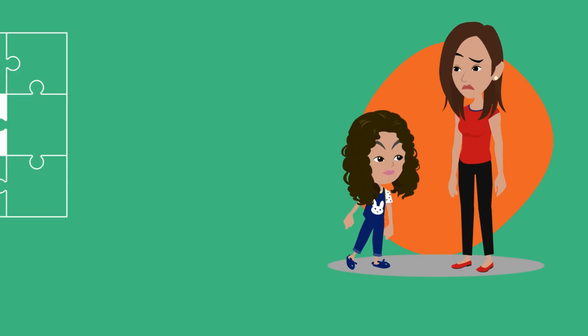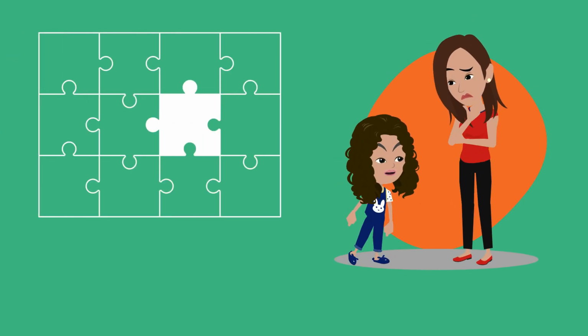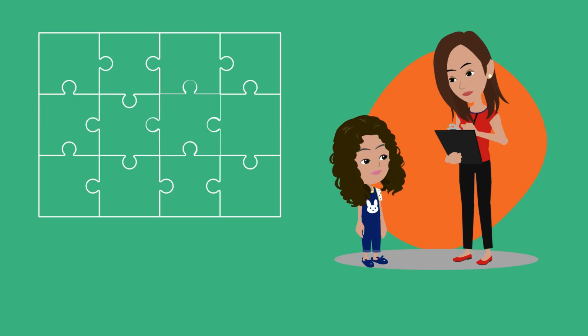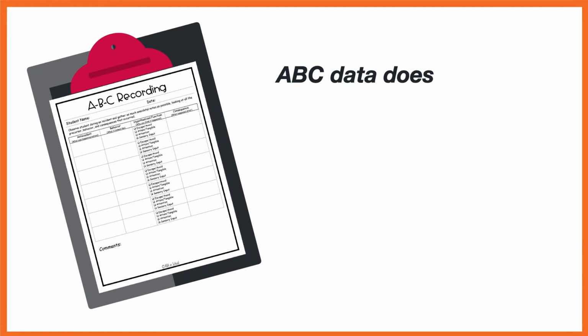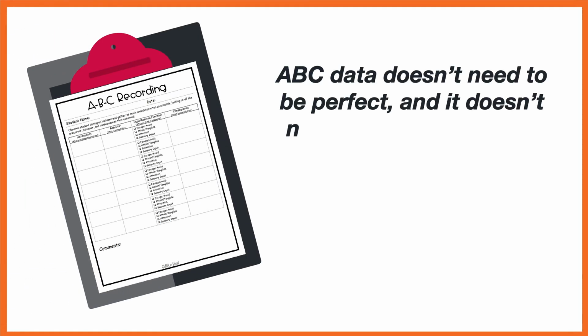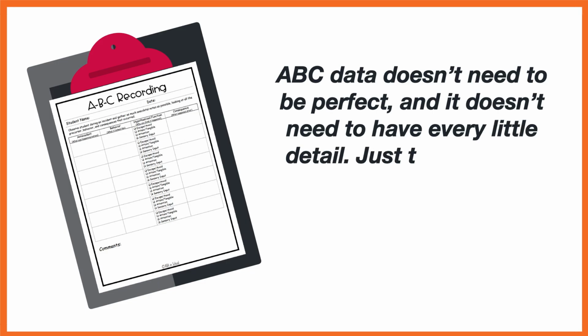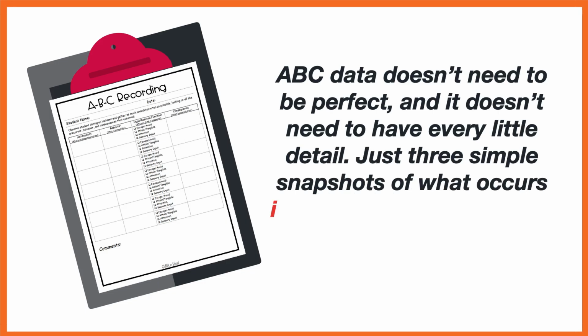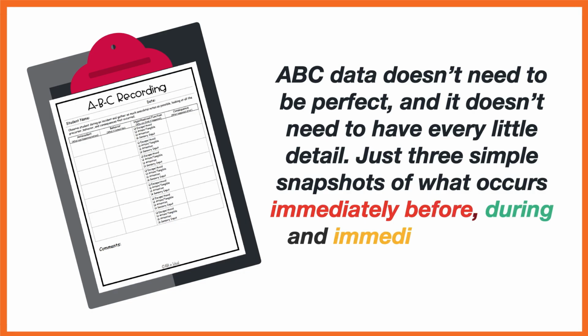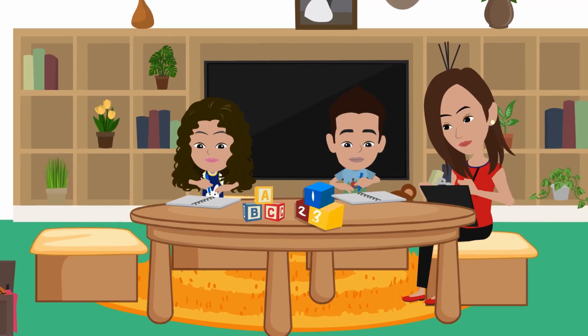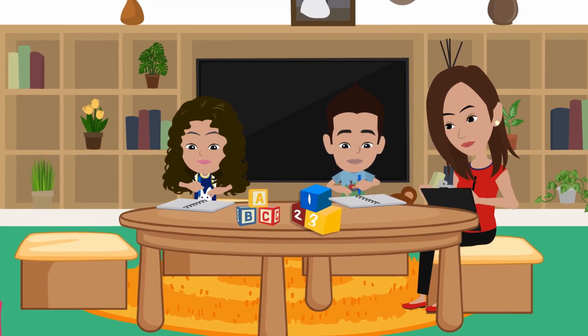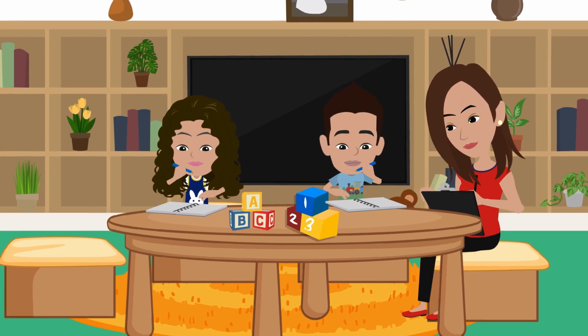The missing piece of information is the function of the behavior, or why the behavior occurs. And your accurate ABC data is the information that helps to understand this. ABC data doesn't need to be perfect, and it doesn't need to have every little detail. Just 3 simple snapshots of what occurs immediately before, during, and immediately after a behavior. Each note you take is a step toward understanding, and understanding is the first step toward lasting change.